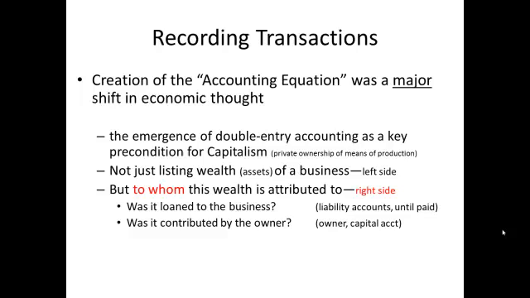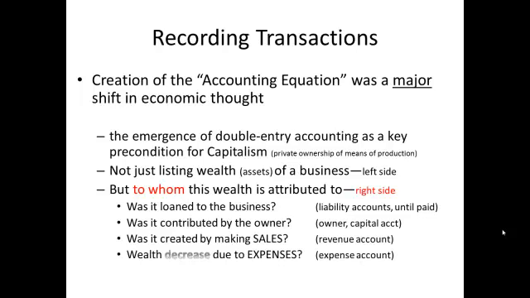Or was it contributed by owners? Did they make an investment? Increase assets on the left, we increase the owner's capital account on the right to maintain a balance. Was wealth created by making sales? Sales will evidence that an asset was taken in, either cash or accounts receivable, the latter being a promise for a customer to pay later. Once a sale was created, we increase assets and we increase revenue on the other side under owner's equity. Or did wealth decrease due to incurring expenses? Expenses will reduce assets, and they also reduce the owner's equity category on the right-hand side.